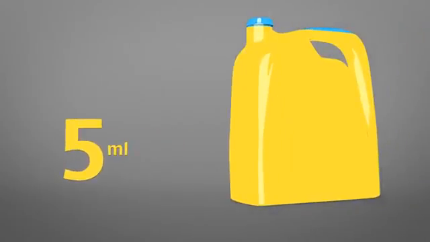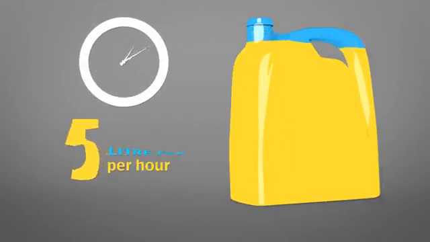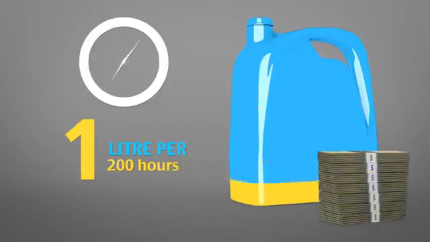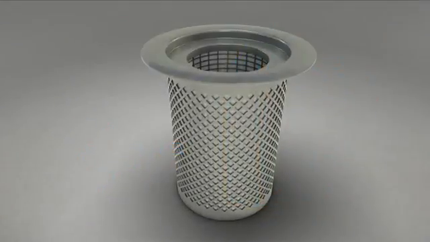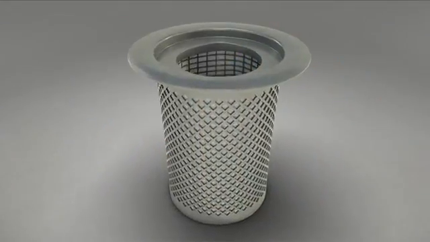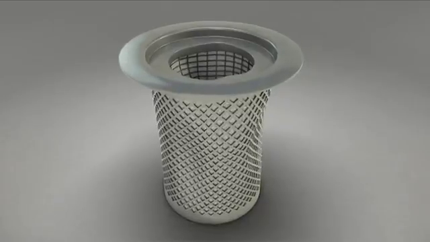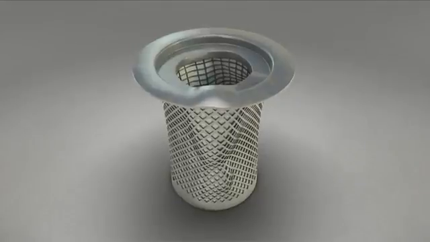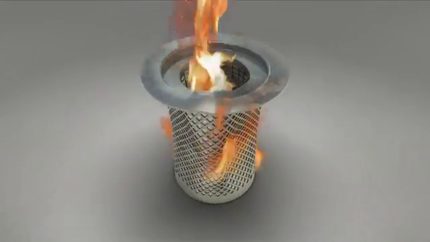A separator losing oil at 6 parts per million could lose around 5 milliliters of oil every hour, or 1 liter every 200 hours, adding more avoidable cost to your annual bill. In addition, there's the risk of a complete collapse of the air-oil separator due to increased pressure differential, or, if the element isn't suitably earthed, a fire caused by static discharge.